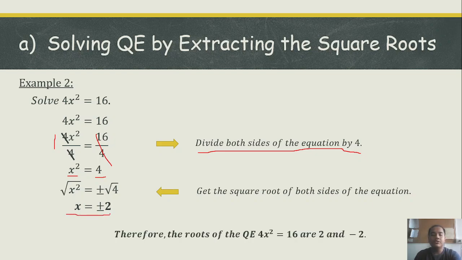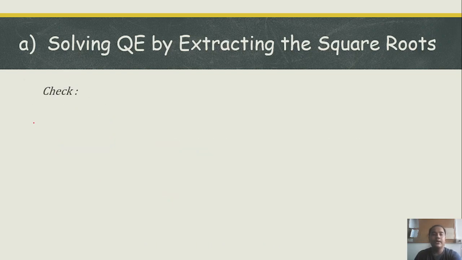So therefore, the roots of the quadratic equation 4x squared is equal to 16 are 2 and negative 2. Okay, let's perform the checking. Again, let's copy the answers or the roots that we got from solving. So let x equal 2.